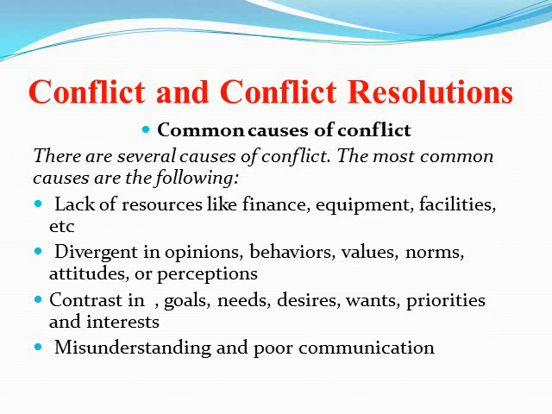Number one, lack of resources like finance, equipment and facilities. Divergence in opinions, behavior, values, norms, attitudes or perceptions. The third reason is contrast in goals, needs, desires, wants, priorities and interests. Number four, we can say misunderstanding and poor communication. It is one of the main reasons we face in our society, because mostly problems occur due to misunderstanding and poor communication among people.